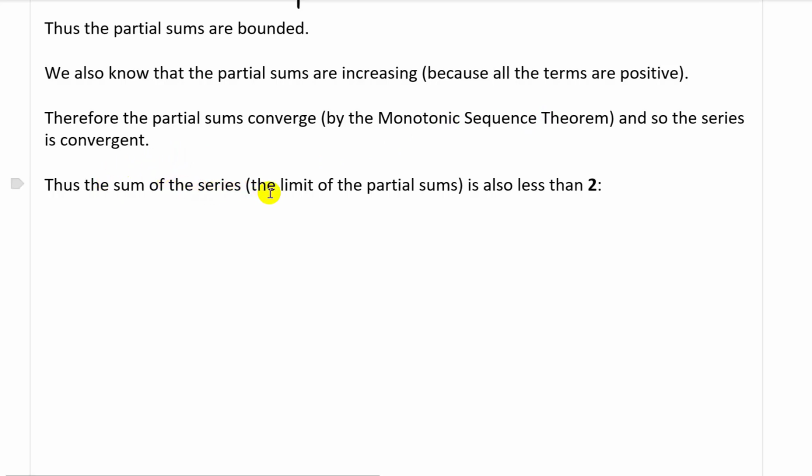Thus, the sum of the series, or the limit of the partial sums, same thing, is also less than 2. So what we could do is write the sum from n equals 1 to infinity, and I'll recap on the monotonic sequence theorem soon, of 1 over n squared, like this.